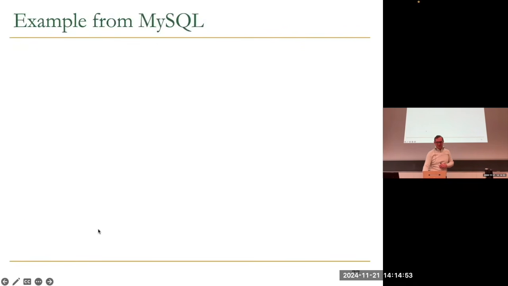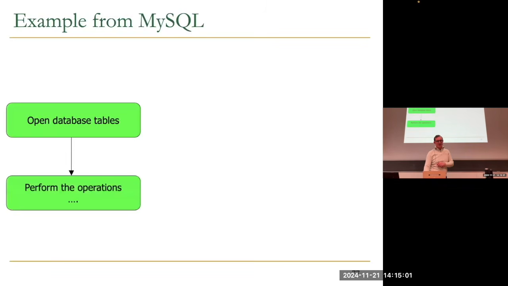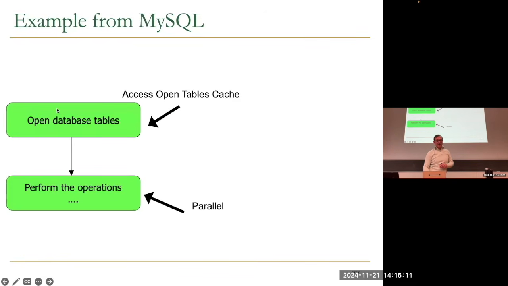So let me give you one example very quickly. It's one of the papers that we're going to ask you to read. MySQL is an open source database. It's relatively old right now, but people still use it. You open some database tables and you perform some operations. You don't need to know exactly what these are, but this part of the program is parallel. This part of the program is more, let's say, critical section based. You need to access this open tables cache, which is really shared a lot across a lot of processors.